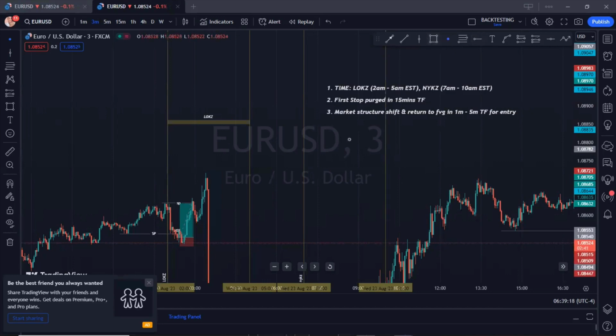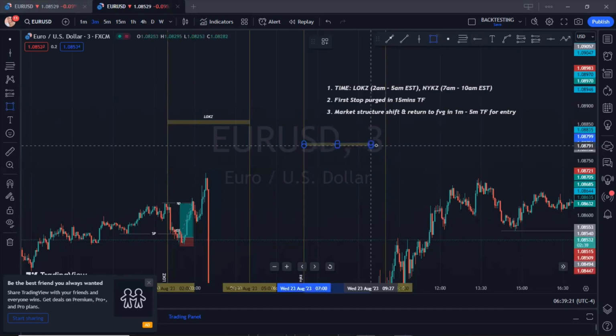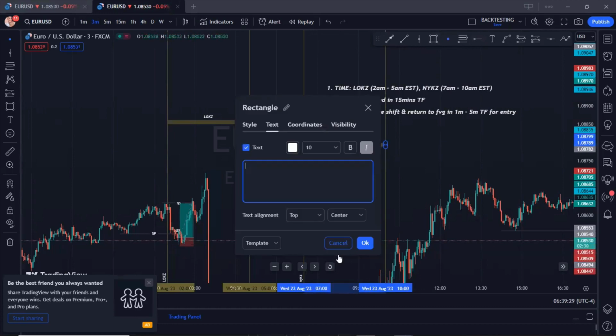So you mark it out, 7 a.m. to 10 a.m. So this is the New York Kill Zone. This is the second time we're looking out for it. So you mark the New York Kill Zone, NYKZ. That's the short form.